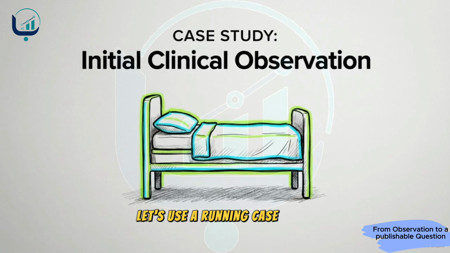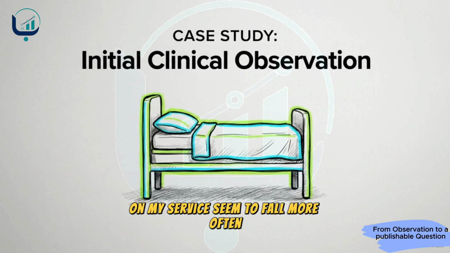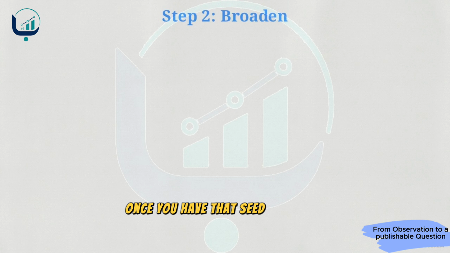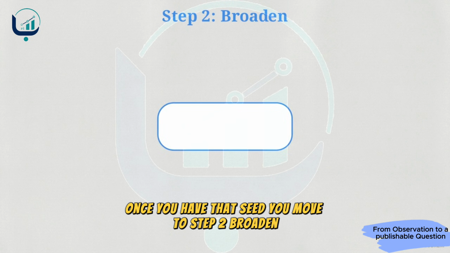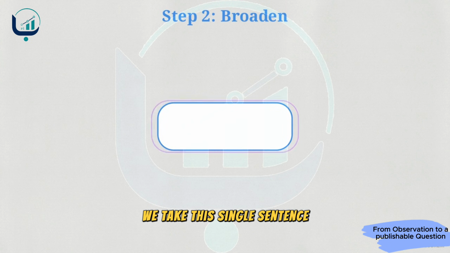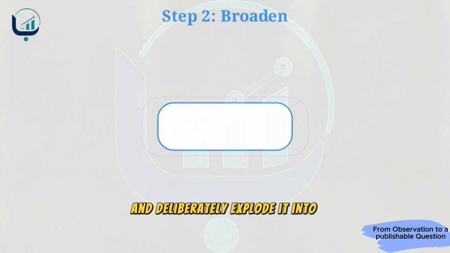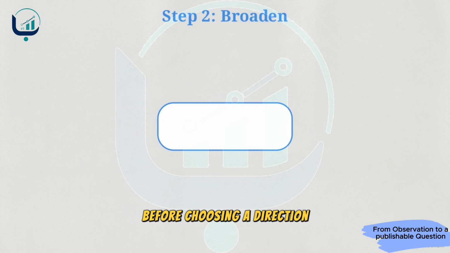Let's use a running case study. Here is our initial observation. Diabetic inpatients on my service seem to fall more often. Once you have that seed, you move to step 2, broaden. We take this single sentence and deliberately explode it into multiple variables before choosing a direction.